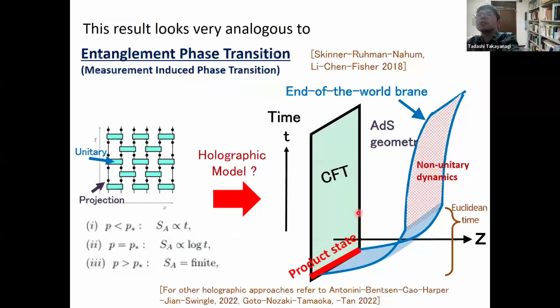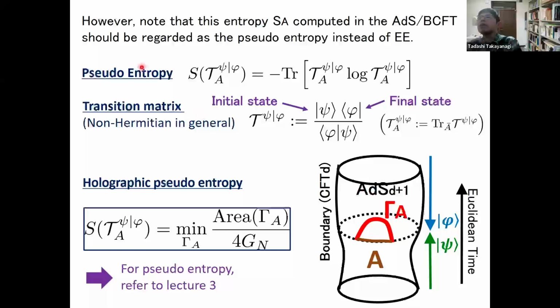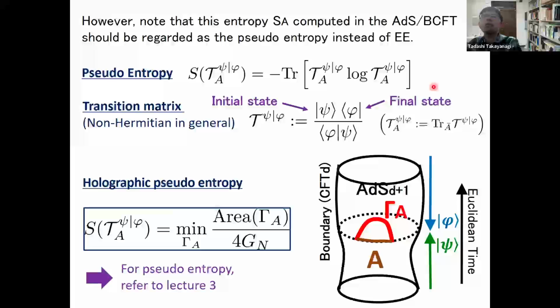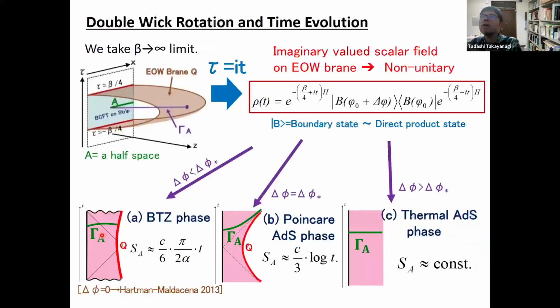I mentioned pseudo-entropy also in the Monday lecture, and I will give more details and some other applications of pseudo-entropy next Monday, in my final lecture. I'm not going to go into detail, but anyway, this is not a Hermitian density matrix. That means we are computing pseudo-entropy. And for pseudo-entropy, we can still calculate its value as a minimal or extremal surface area. So this calculation of gamma A is trustable. And we find this phase transition of pseudo-entropy.